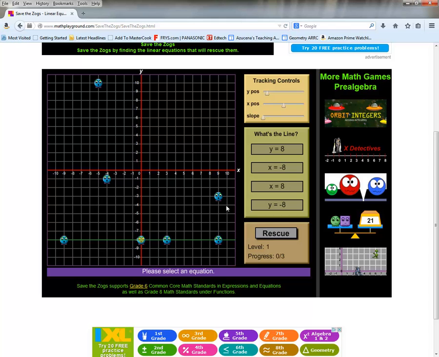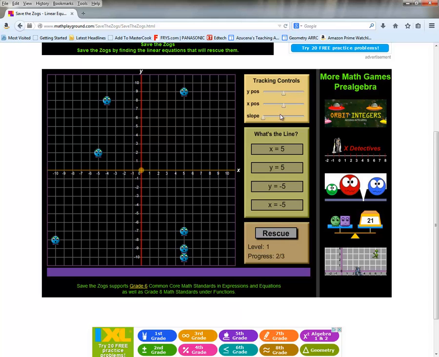Oops, I forgot to pick an equation. See how the line didn't matter? So you go y equals negative 8, and I have saved some Zogs. And here you have a vertical line. So you can again move the line as you like, see how the point's moving, adjust the slope, and here it's undefined. It's x equals 9, and I'm gonna rescue.